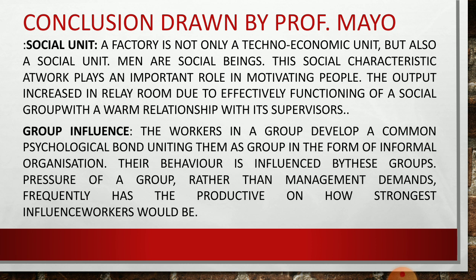And in the second point, he explained group influence. The workers in the group develop a common psychological bond, unite themselves and form a group in the informal organization. Their behavior is influenced by this group pressure rather than by management demand. Frequency of contact has a predictive effect on how strong the influence on a worker would be.